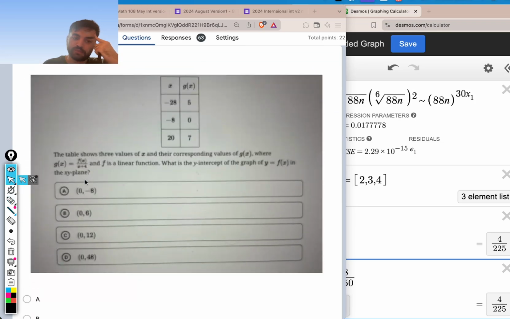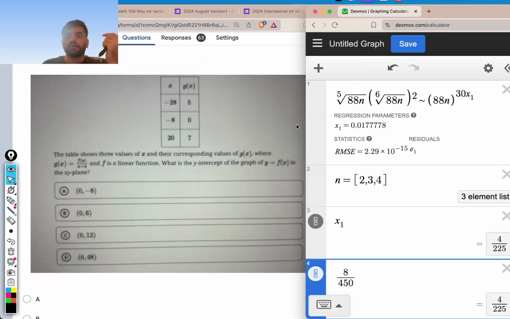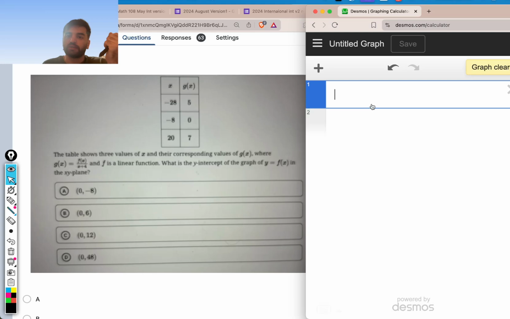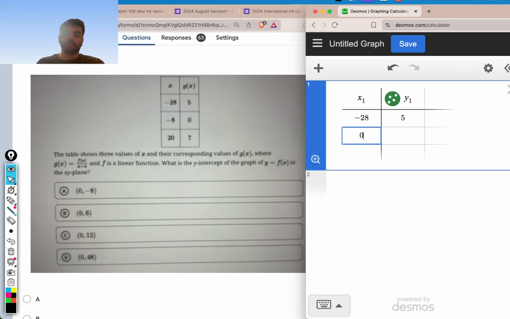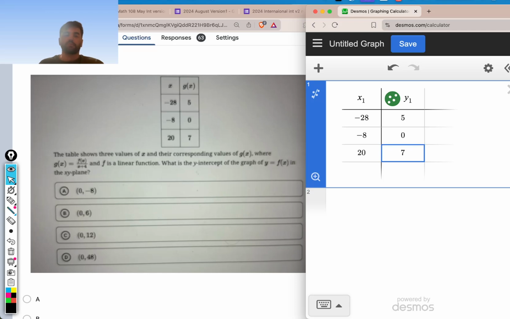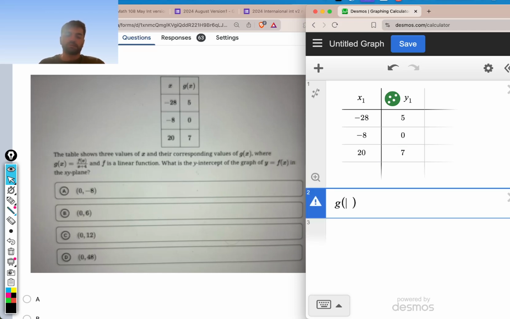Okay. 19. For 19, we have again two methods. We can do it with decimals, we can do it without decimals. With decimals, we have to just create a table: negative 28, 5, negative 8 and 0. Actually, 2 of them is enough, but let's write all of them. 20 and 7. Then let's write here g of x is equal to f of x, x plus 4.